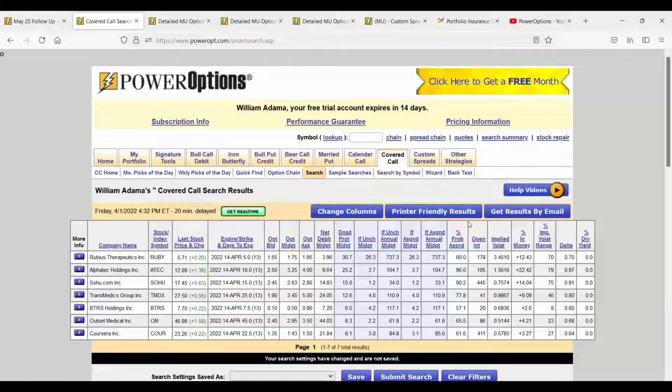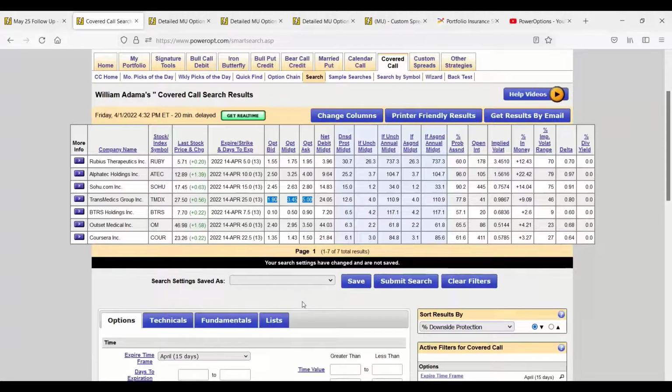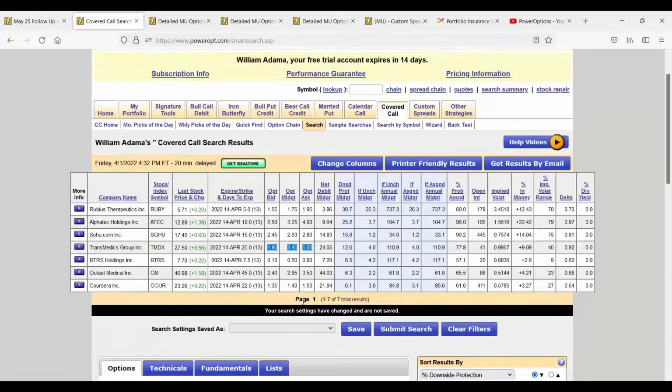Okay, that's better. Not too wide. This one is huge. The Transmedics, wide bid-ask spread in that case. Yeah, so it's not too bad, but some of them are pretty wide. And we could restrict that as well, of course. The point is that if you have a specific type of criteria that you want to use, that just illustrates the flexibility of the PowerOptions tools. But it might not be a great idea to take a straight default search.